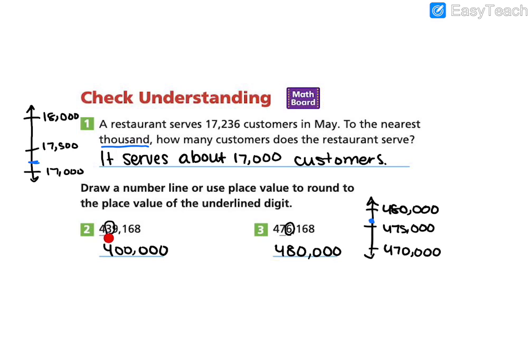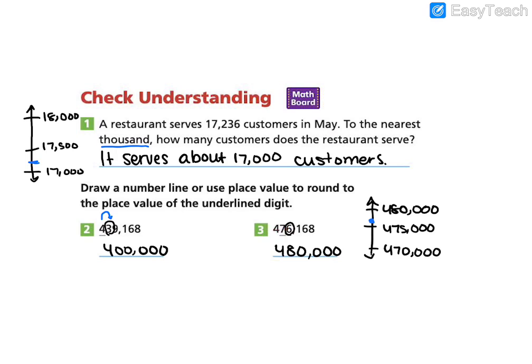For number 2, I went ahead and used place value to solve. 439,168, we were rounding to the nearest 100,000. So I looked at the digit in the 10,000s place. The digit in the 10,000s place was 3, which is less than 5, meaning it is less than halfway to the next 100,000. So that number rounds to 400,000.